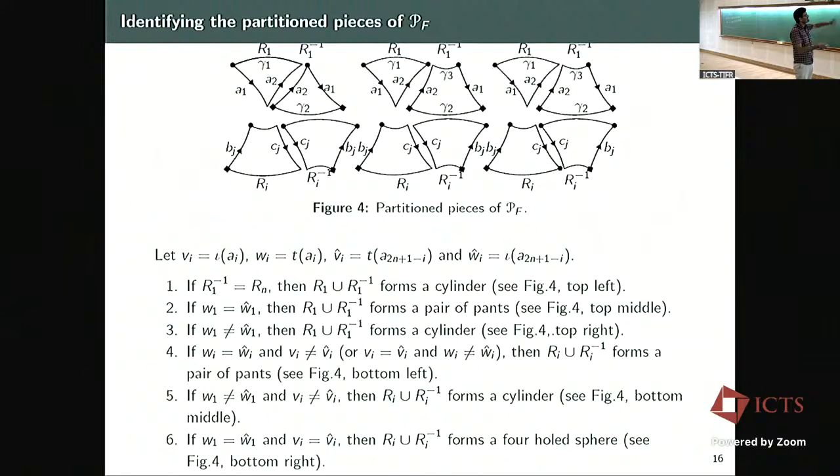If you see it here, the folding and the identification will look as though the surfaces have self-intersection, but this is happening in the hyperbolic world. So you can just do an Euler characteristic computation and see exactly what kind of surface you get when you identify these pieces. That's pretty simple. So these are the possibilities: a cylinder, a pair of pants. Here also you get a cylinder, then a pair of pants, and a cylinder and a four-holed sphere.